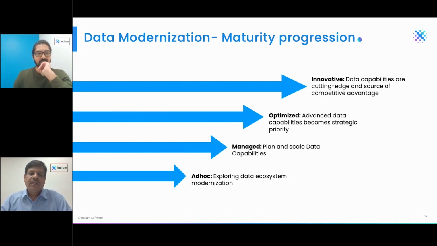Srini, you want to talk about the modernization, the kind of platform that is required? But I guess the organizations are still not there in terms of the maturity perspective, right? Did you want to throw some light on this, please?